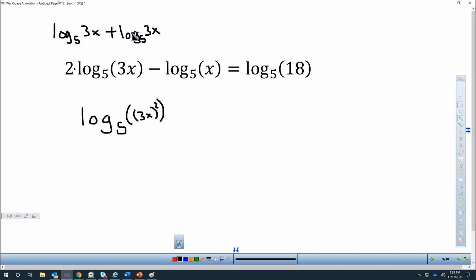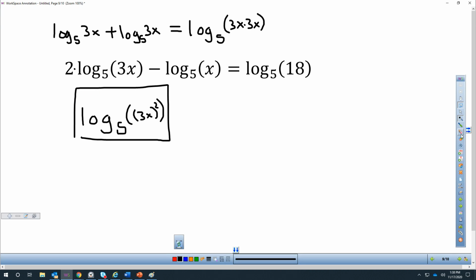Well, if I use my product rule, which says that log base 5 of 3x plus log base 5 of 3x is the same thing as log base 5 of 3x times 3x, you can see how that's the same thing as log base 5 of 3x squared, right? So lots of ways of going about this. Eventually, we're going to end up here no matter how we do it. So let me clean this up.